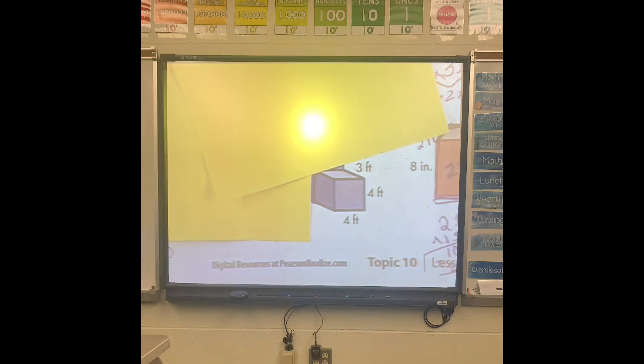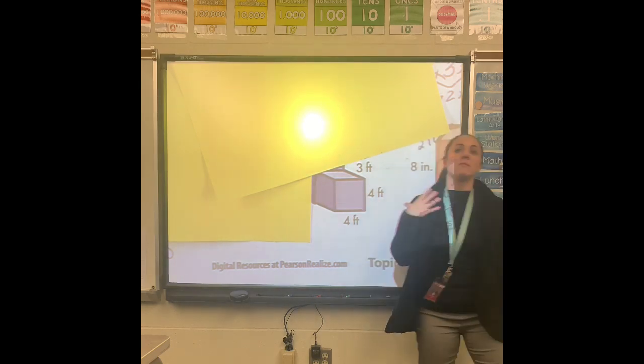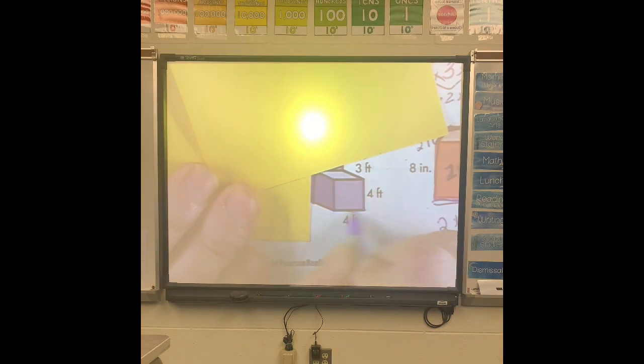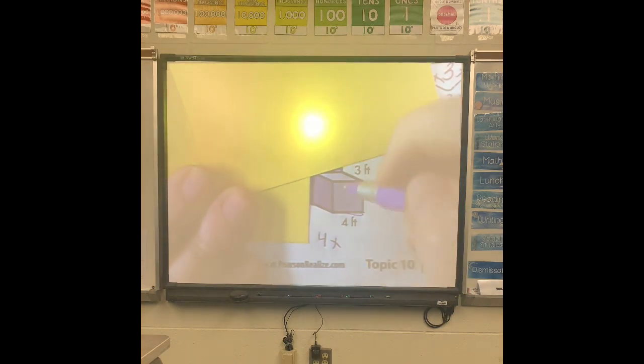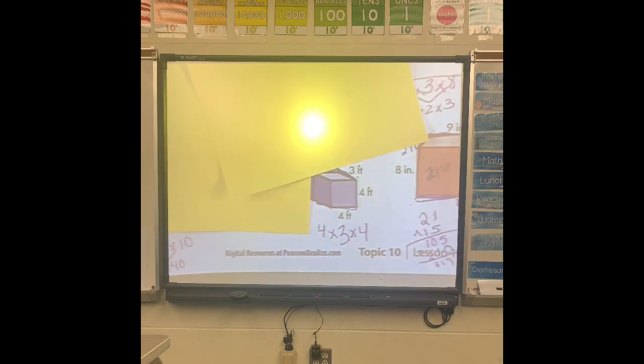So I'm gonna cover all that up. Now, once again, don't just assume these are the three numbers that you're going to multiply. Never just assume that. Take the time and make sure that it works. So left to right, I have four. Front to back, look at that, it's right here. Front to back, I have three. Bottom to top, I have four. So that time, all three numbers actually did work.